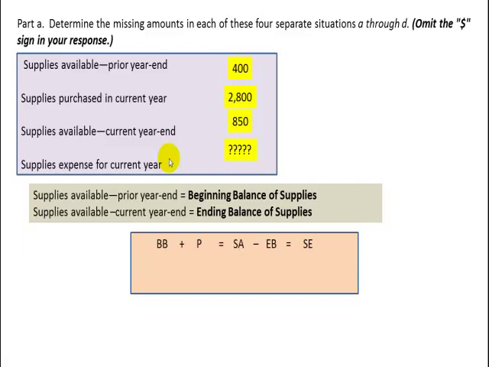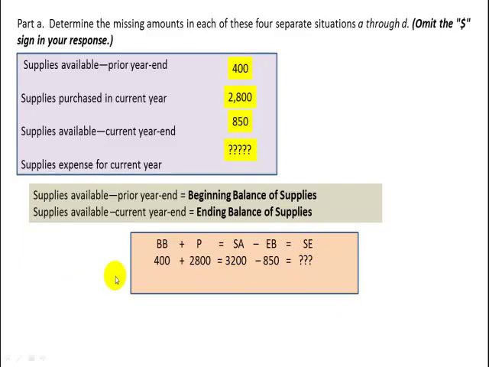Here's what I'm going to do. Start with this little idea right here. Beginning balance of supplies plus purchases equals supplies available, minus the ending balance of supplies equals the supplies used. Alright, so here we go. I'm sorry, that should be supplies expense, and it is.